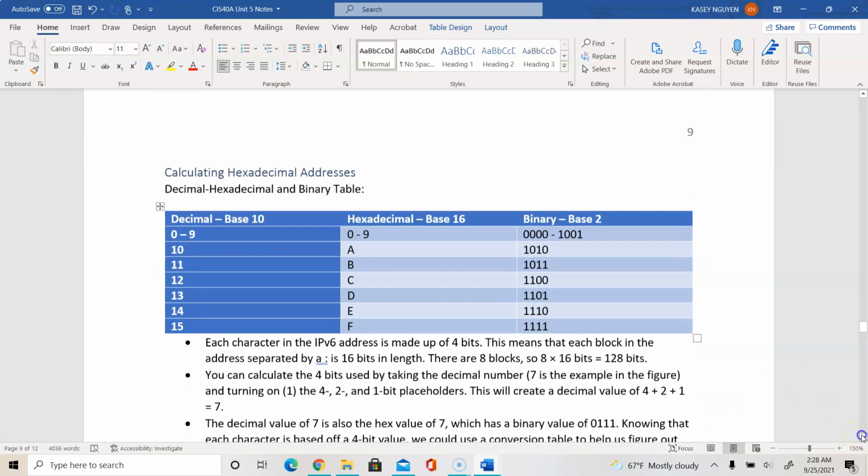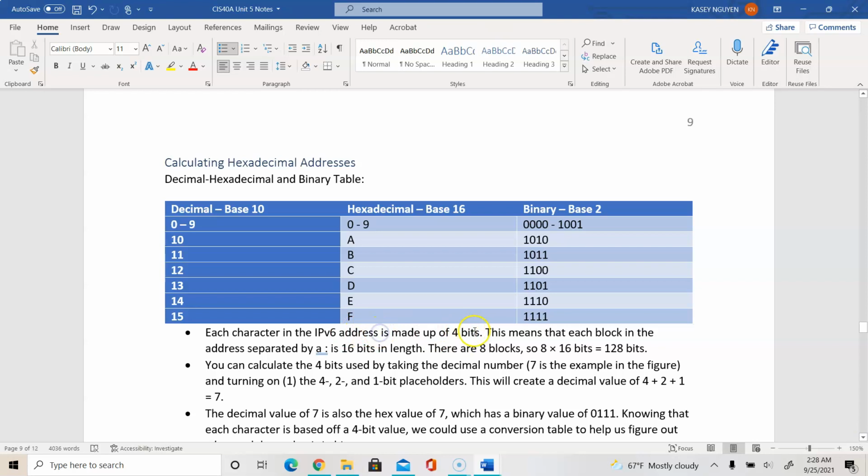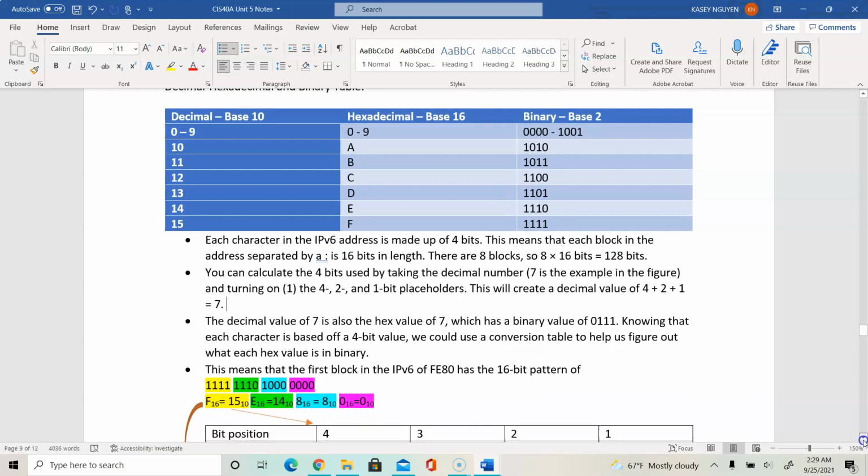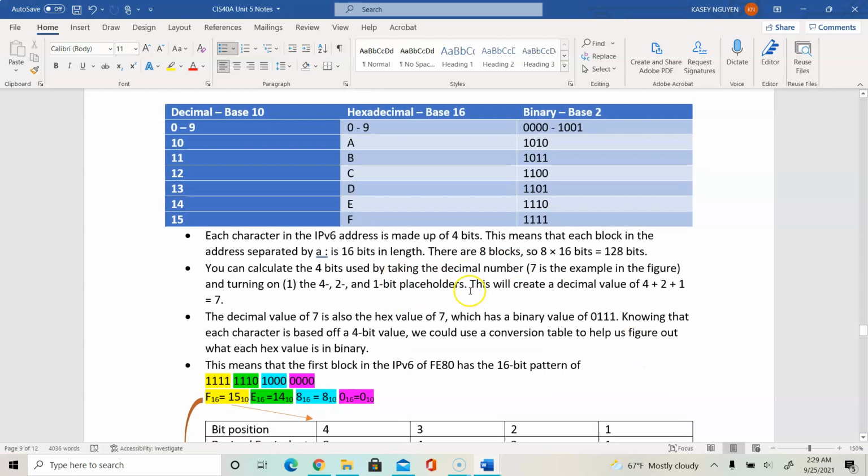Now, each character for an IPv6 address, or hexadecimal, is made of 4 bits. This means that each block separated by a colon is 16 bits in length. So there are 8 blocks, which is 8 times 16, which gives us 128 bits. So we can calculate the 4 bits by taking the decimal number, for example, number 7, which is going to give us 4, 2, 1, and that will be 7 in decimal.